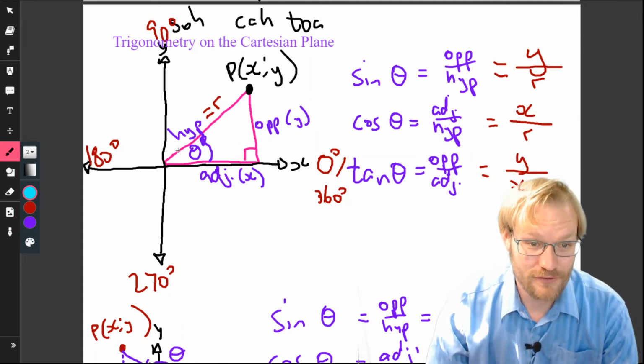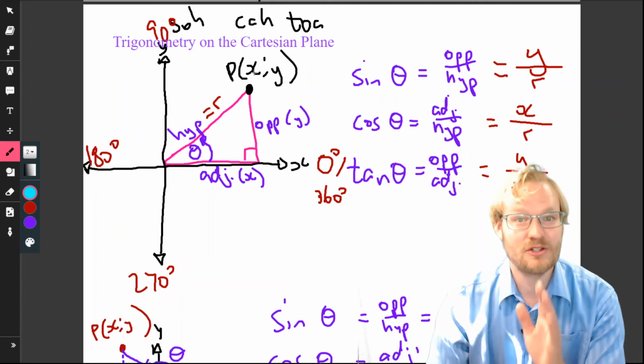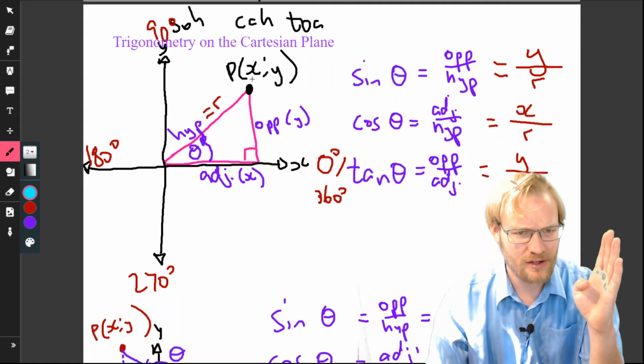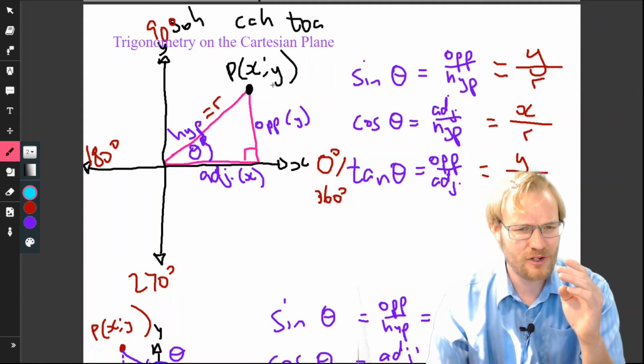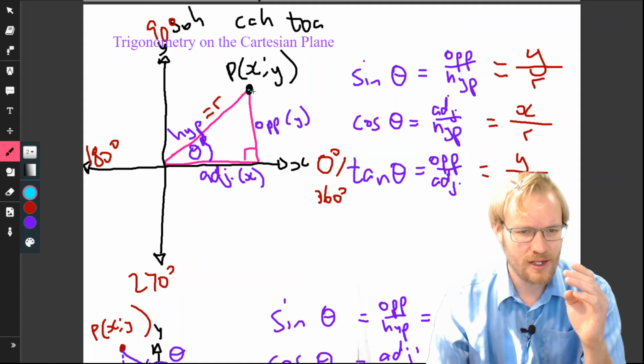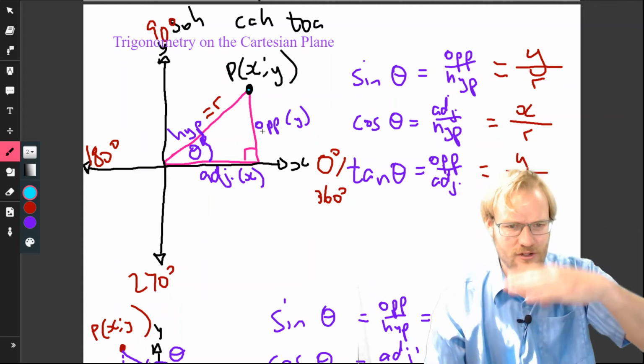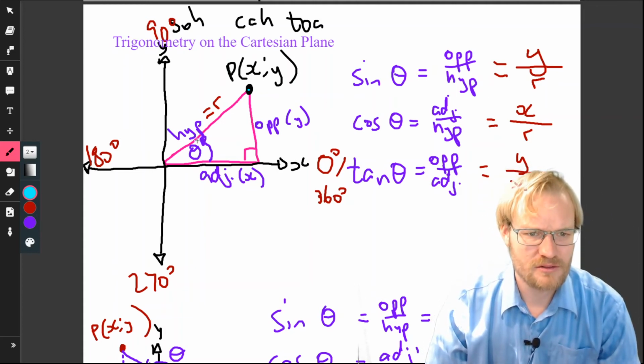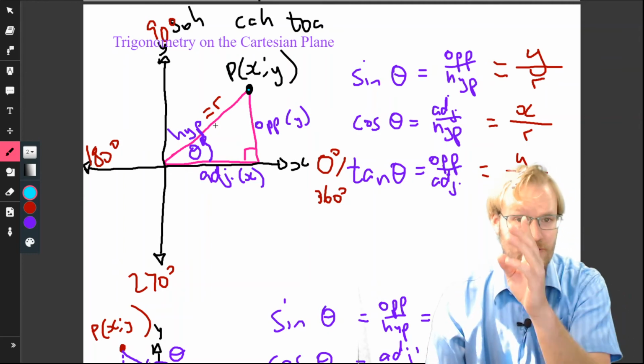So let's look in this first quadrant. In this first quadrant, is x positive or negative? If you've gone along, it must be positive over here. What about y? Is y positive or negative if your point's sitting up here? Must be positive because you've gone up. And the radius is always positive. Must be a positive length.